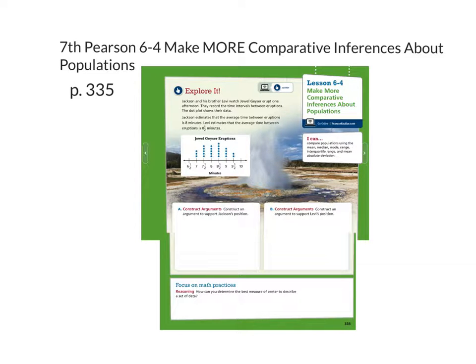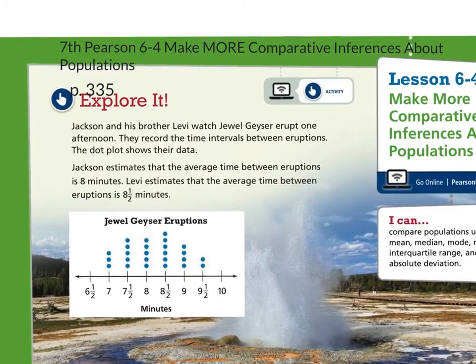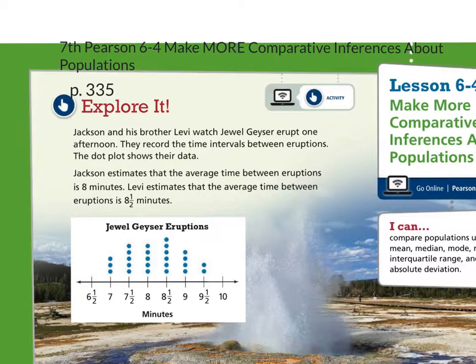Lesson 6.4, we are going to make more comparative inferences about populations. So, if you look at the Explore It, Jackson and his brother Levi watched Jewel Geyser erupt one afternoon. They record the time intervals between eruptions. The dot plot shows their data.